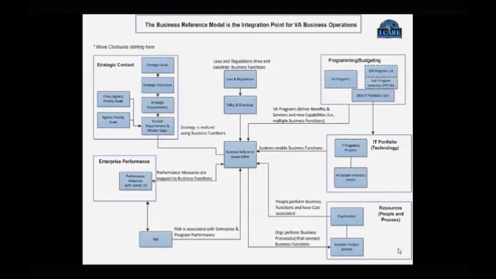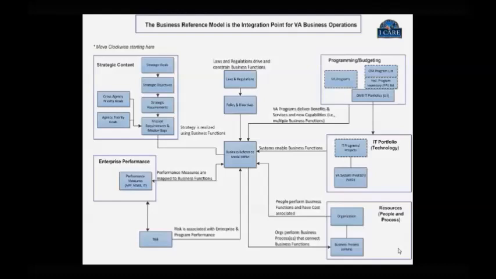Moving clockwise, starting from the upper left-hand corner of the diagram, we see that the strategic content component of VA's business architecture represents the primary driver of VA's business operations. Strategic goals and objectives inform strategic requirements, generating mission requirements that must be executed by business functions. This activity is governed by laws, regulations, policies, and directives, or LRPDs. VA builds its capabilities and functions through the programming and budgeting process depicted in the upper right-hand corner.